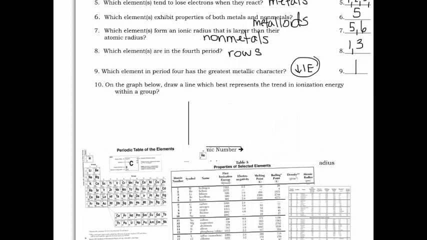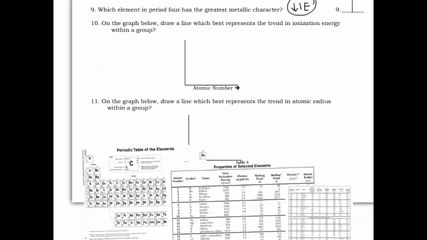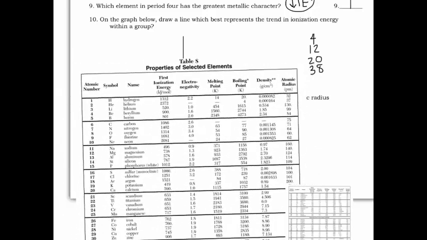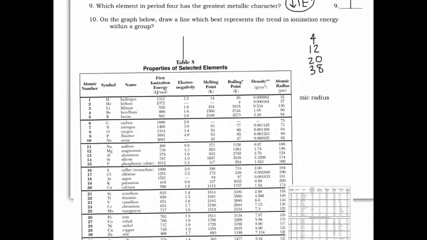Now we're done with the questions dealing with those elements listed at the top, and we can look at the trends. And these are all going to be graphs like you've seen in the notes. So the first one on the graph below, draw a line which best represents the trend in ionization energy within a group. We can actually look up these numbers. So I'm going to pick a group. I'm going to pick group 2, and their elements 4, 12, 20, 38, that should be enough to see a trend. And now I'm going to look up those ionization energies in table S. Element 4, it's 900.